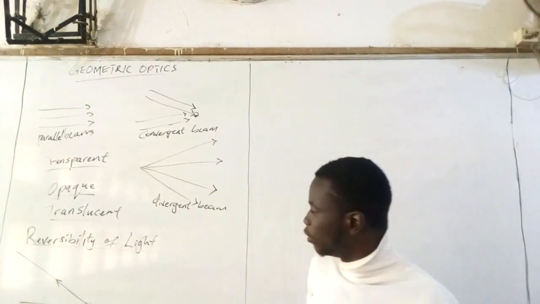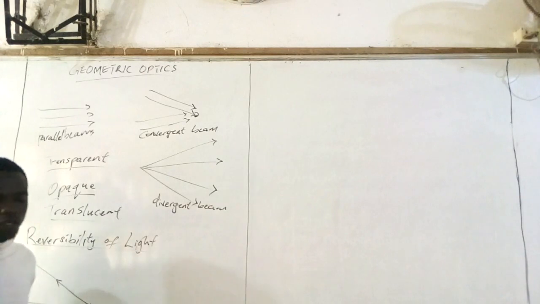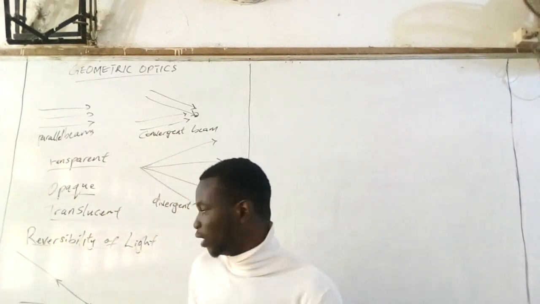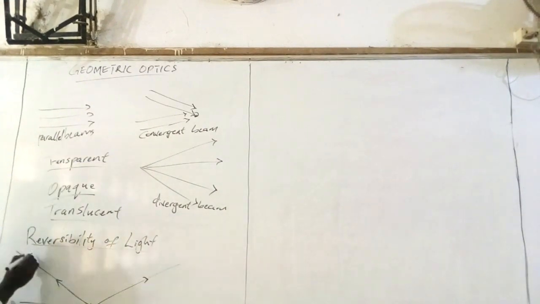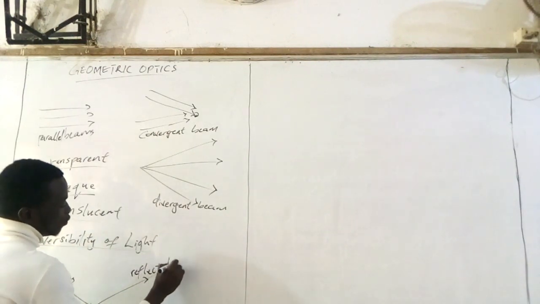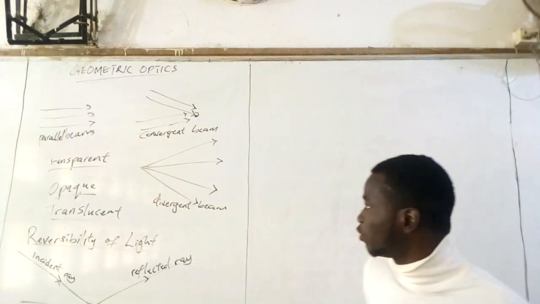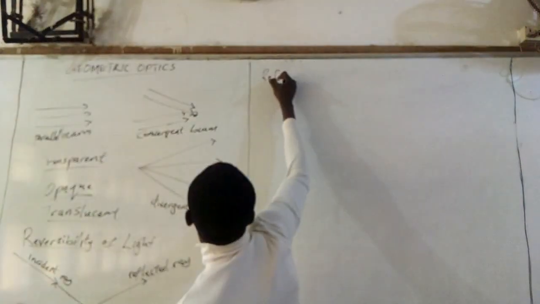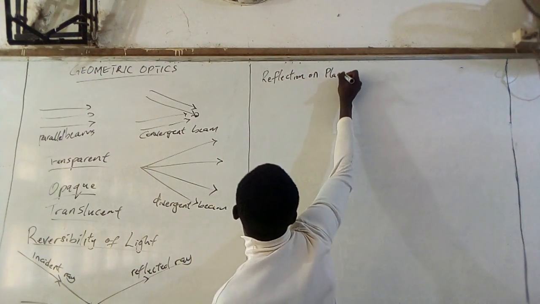So that's the principle of reversibility of light. And again, whenever a light is incident on a plane surface, it always reflects. The light reflects. So in this direction, we call this the incident ray, and this is the reflected ray. So let's look at reflection on plane surface.